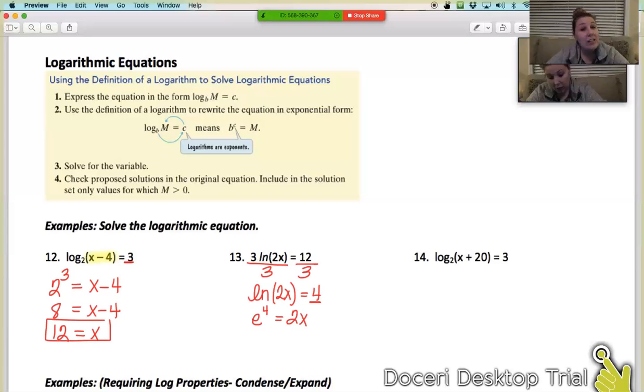Just like when we did the logs yesterday, we carried those natural logs all the way through until the very last step. We don't want to round until we have to. Same thing here. Since e is going to be a decimal and we're going to have to round, we'll do that at the very last step. So when I get x by itself, I know that x is equal to e to the 4th over 2.